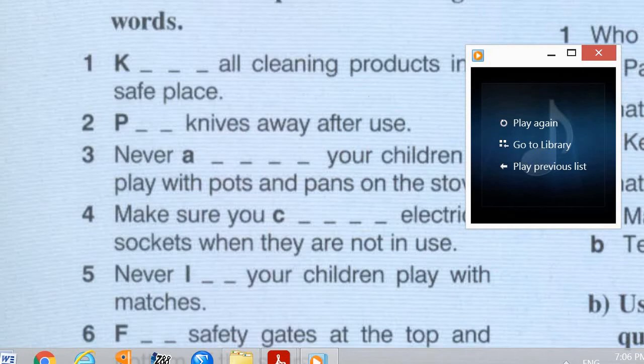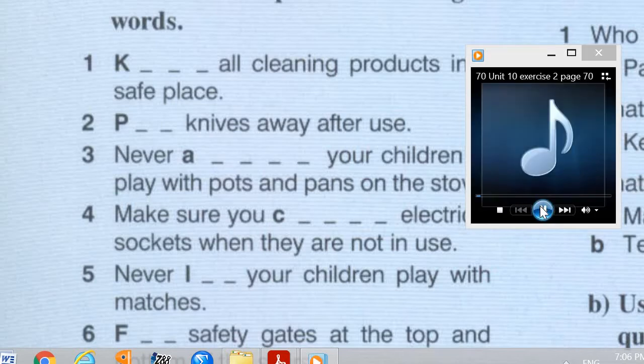I need to switch on the speaker first of all. Okay, your time is starting right now.